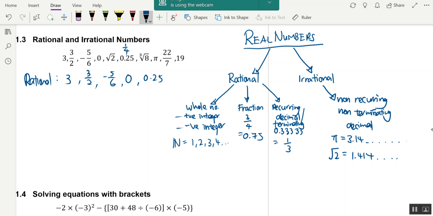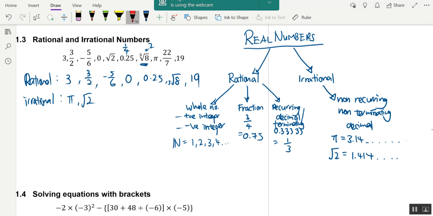Be careful. Next one, cube root 8. Use your calculator if you're not confident. Cube root 8 equals 2. So this is also a rational number. And then 19 is also a rational number. So what are the irrational numbers? It's just pi and square root 2.